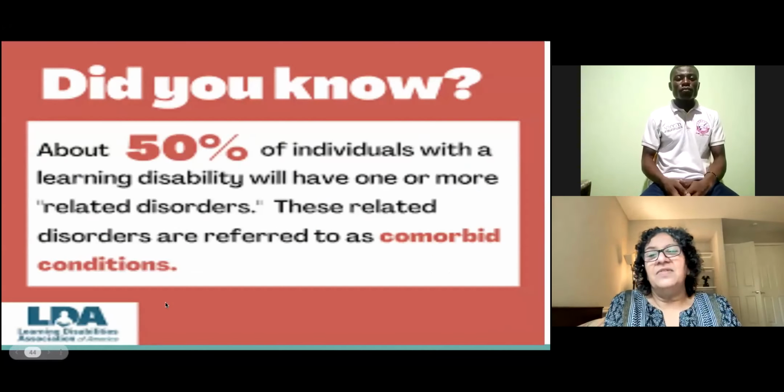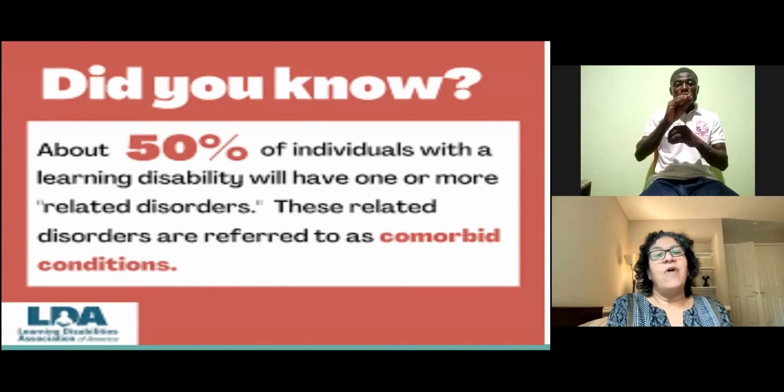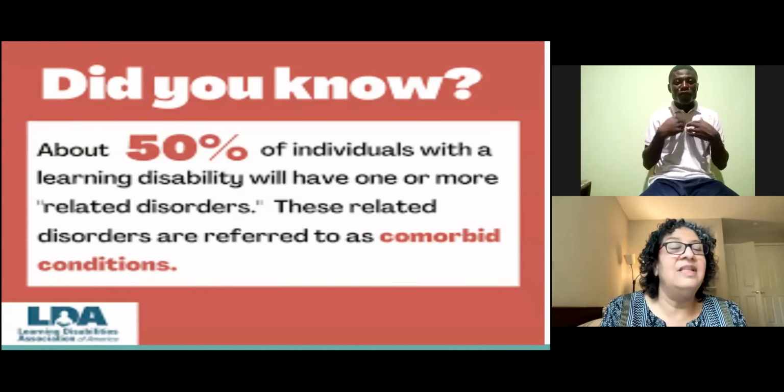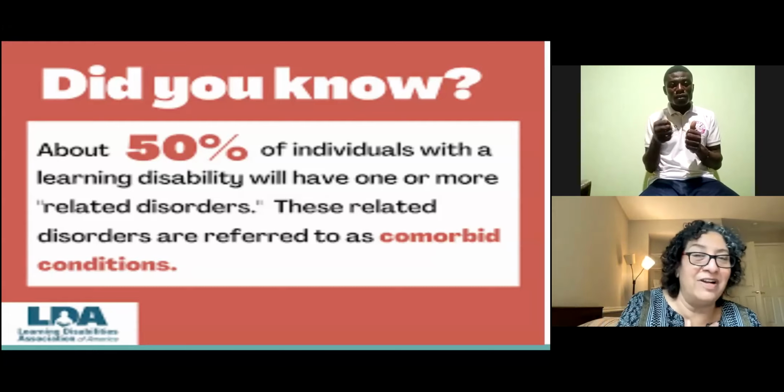About 50% of the individuals with learning disabilities will have one or more related disorders. These related disorders are the comorbid conditions.